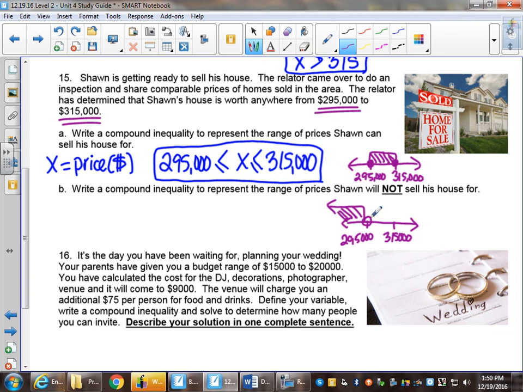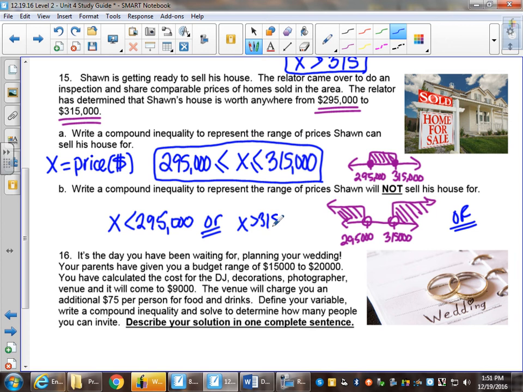The opposite would be anything on the left or anything on the right. We've got our picture. Now we just need to put it into writing. So literally, how would you say this as an inequality? It's definitely going to be an "or" because they're going in other directions, right? So X less than 295,000 or X greater than 315,000.